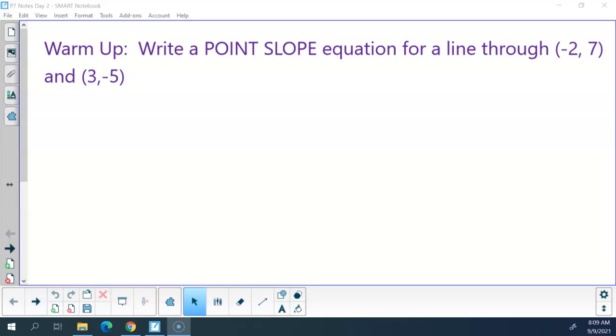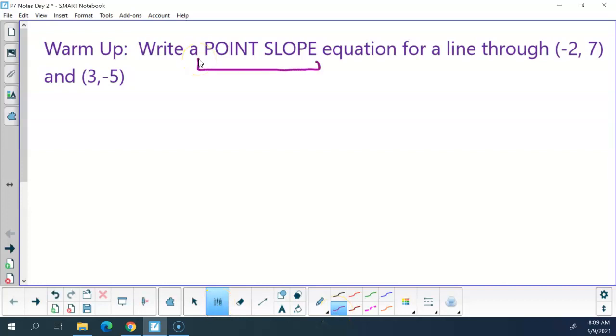Great warm-up. So we're looking for the point slope form of a line. The point slope form of a line, remember, is y minus y sub 1 equals m times the quantity x minus x sub 1. And for it, I need a point and I need a slope. I am given 2 points in the problem, so we've got that taken care of. But we need to find the slope.